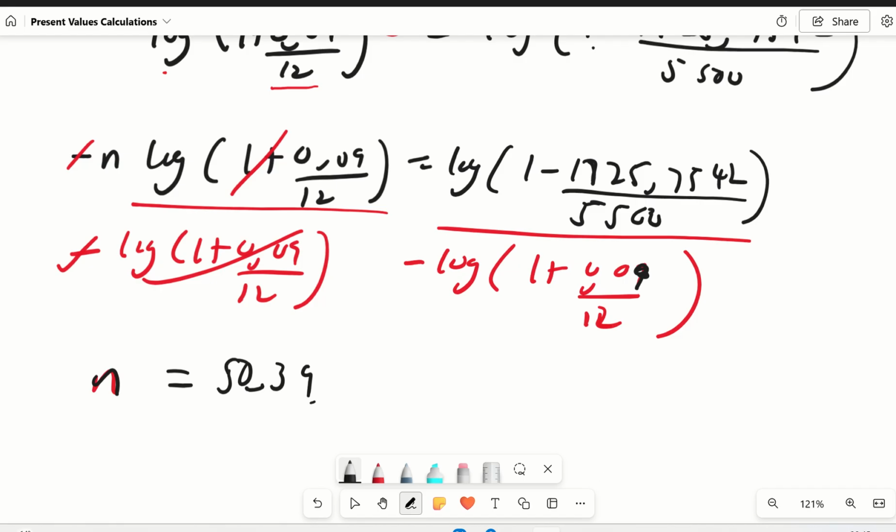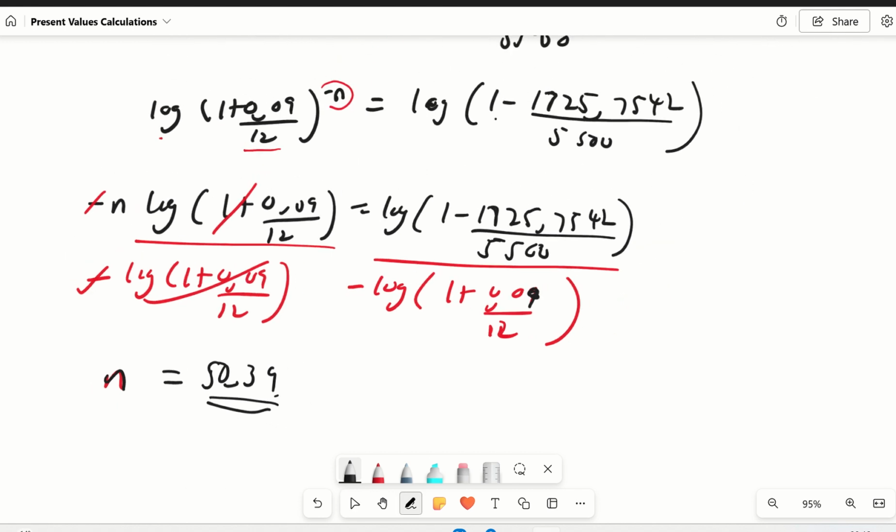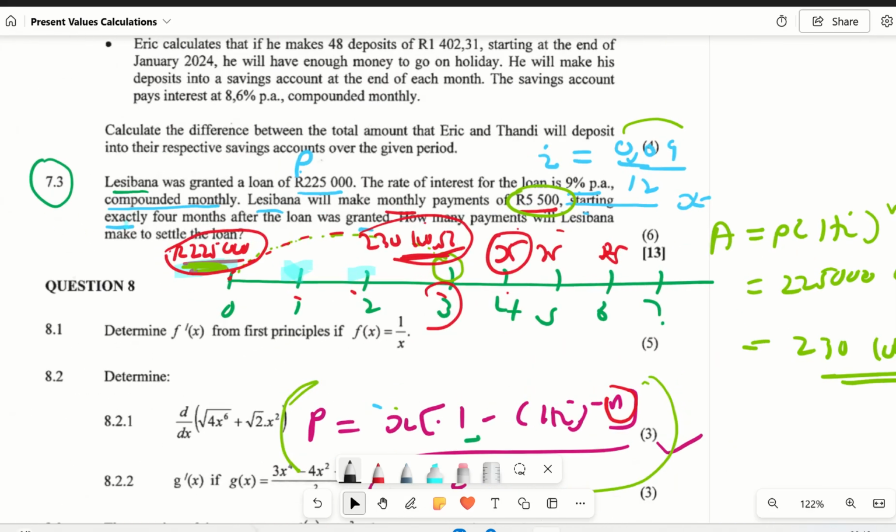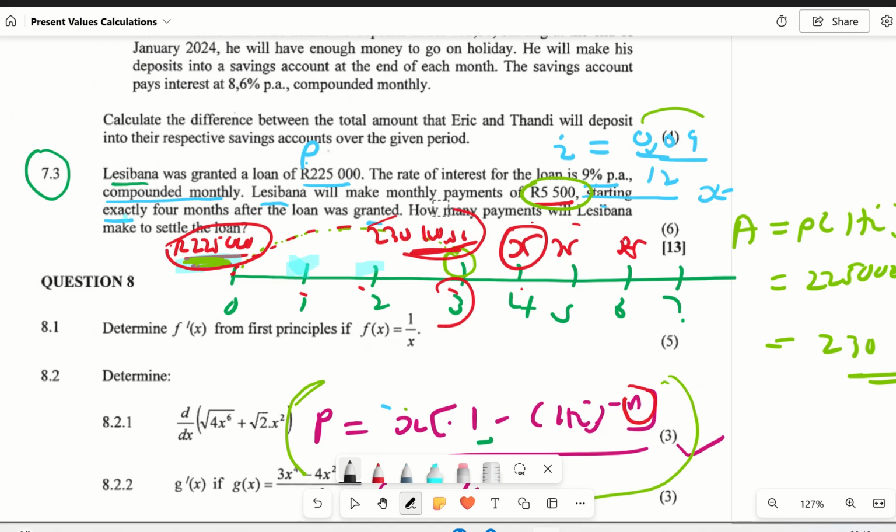50.39. That's absolutely correct. So this is the number of periods until the last payment. Again, this is the number of periods until the last payment. So let's go back to our question. What does our question say? Our question says, how many payments will Lesiba make to settle the loan?